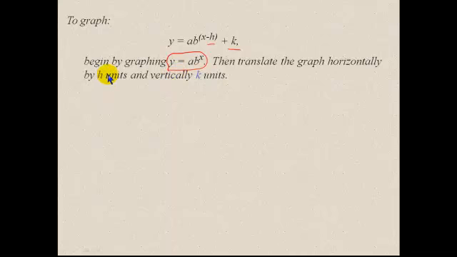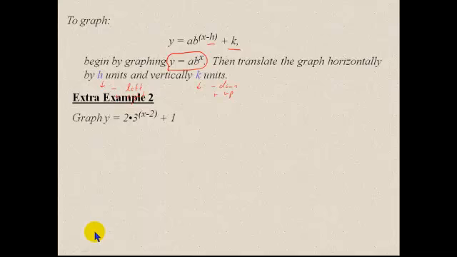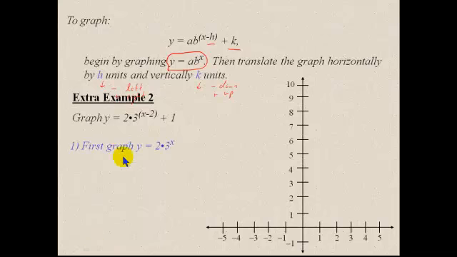So we're going to translate it h units, and remember the h and the k value, the h units go left and right. So if it's negative, it goes left, positive, right. K units, negative is down, positive is up. Let's look at this. Let's graph this function. So the first step, let's graph the mother function, the base function. We're going to graph this one. We'll do it in a dotted line.